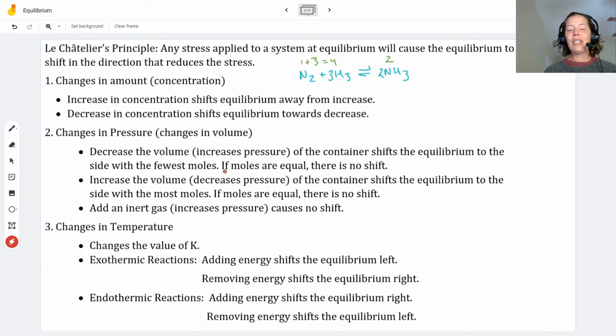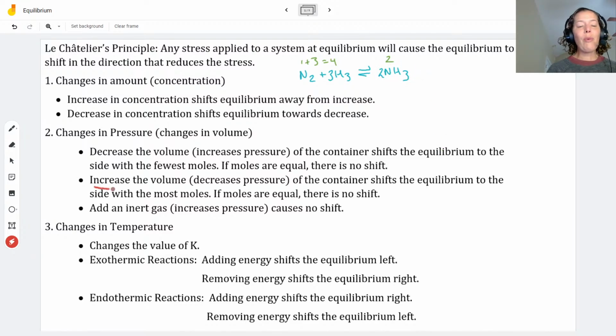Now, the exception to this is if the moles are equal. If you get the same number of moles on both sides, then there's no shift in equilibrium at all. So in that case, decreasing the volume doesn't shift the equilibrium. But in this case, because I have a different number of moles on reactants and products, if I decrease the volume, I'm going to shift to the products.